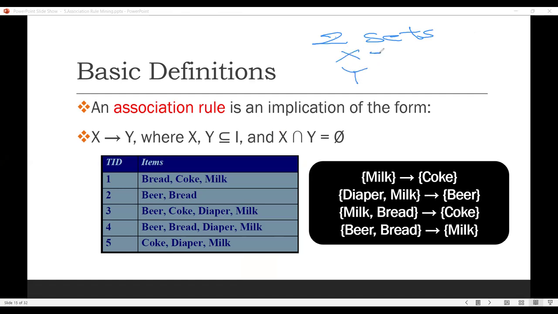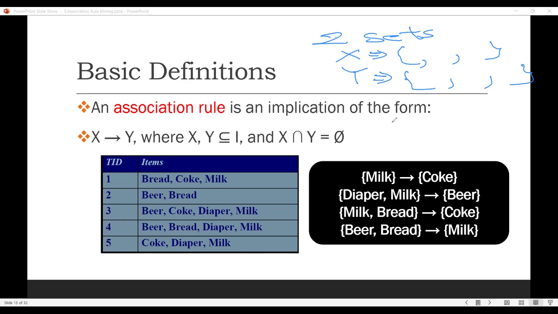So maybe X is a set, we don't know how many elements. A set means maybe that is a 1 item set, 2 item set, or 3 item set. We don't know. Similarly, Y is also a set. Even in Y, we don't know how many elements. It is not compulsory to have only one item in X and Y. Maybe X has 5 items, maybe Y has 3 items. Maybe X has 2 items, Y has 4 items. We don't know the exact quantity, right?